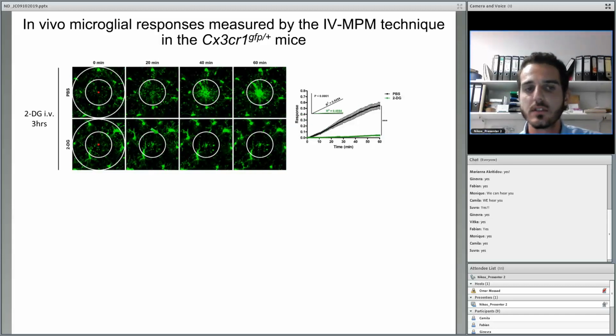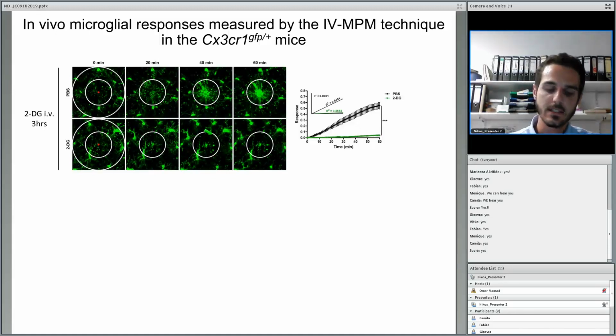there is no difference in the 2DG, actually it seems that they just don't care for the laser ablation at that point. So there is no recruitment of the microglia and no turn of the microglia towards that point.